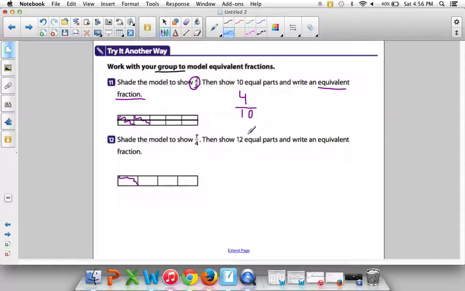Well, dang it. How are we going to turn this fraction into 12 equal parts? One line through the middle won't do it. Don't believe me? Let's try it. One line through the middle. Now we have 1, 2, 3, 4, 5, 6, 7, 8. We need 12. It says 12. Dang it.